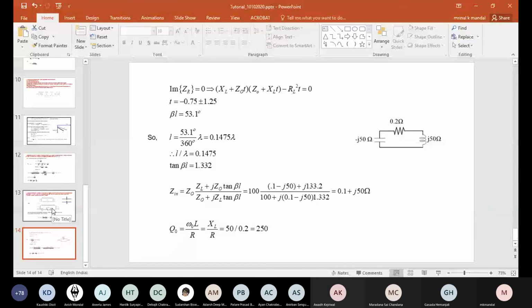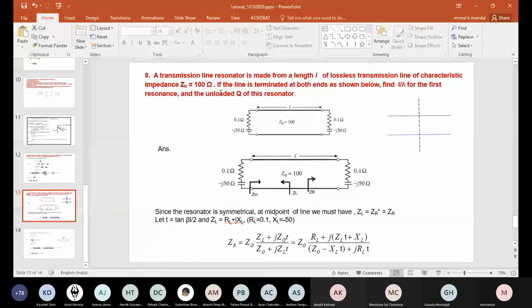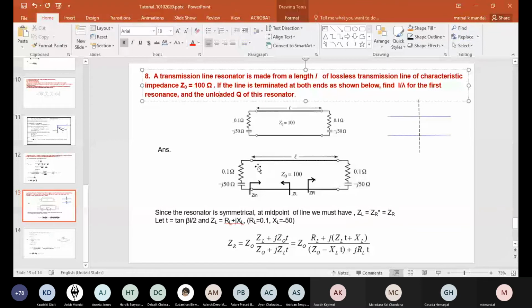Next part, unloaded quality factor of the resonator. So we have here alpha is not specified, so we'll be considering it lossless, as it is given here. So we don't have any loss from the transmission line resonator. Then we have only lossy elements, these two resistors, 0.1 ohm and 0.1 ohm. So let me copy this here. Now, how to calculate it?